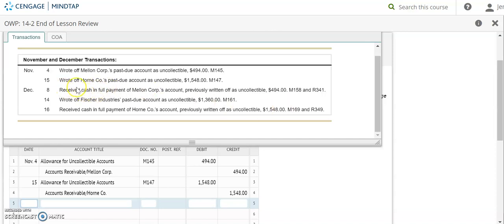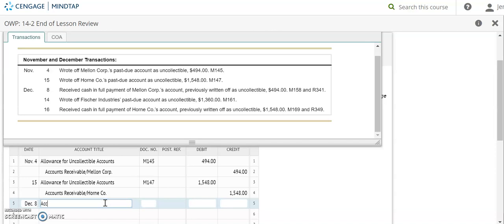Okay, so before we can record actually receiving this cash, this is where we need to reopen Mellon Corporation's account. So first I'm going to go to the general journal, and I do need to put in December there because I'm changing months from November to December now. So December 8th. And what I'm going to do, I'm looking back at November 4th. November 4th is when we wrote off that account. I'm going to do the exact opposite now. I'm going to flip this transaction to reopen that account.